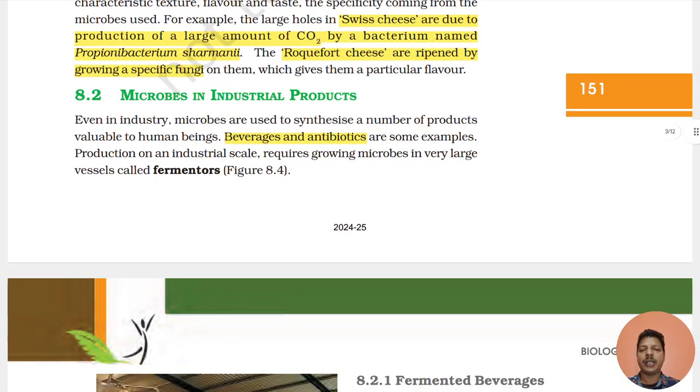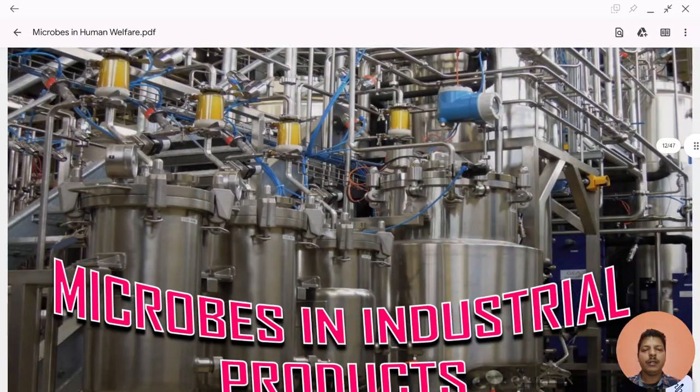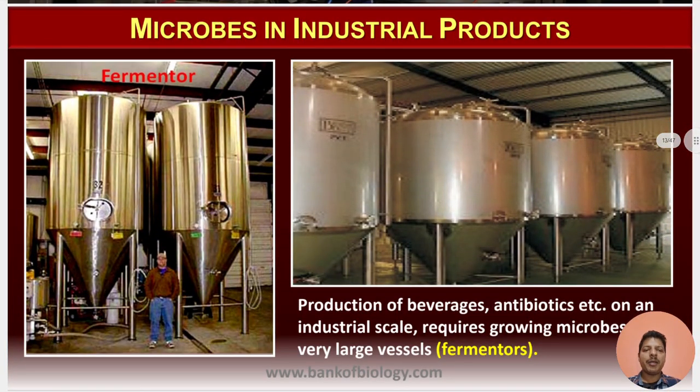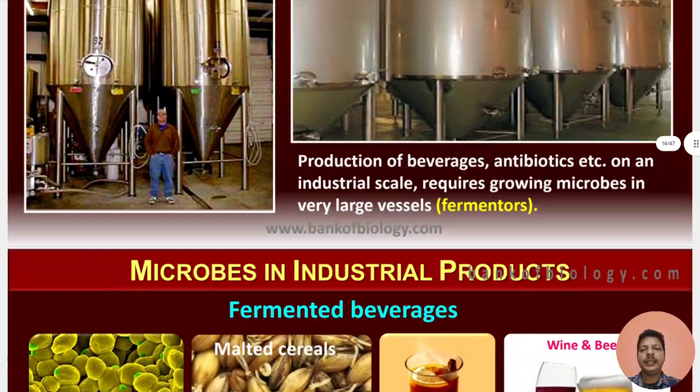Then microbes in industrial products. Let's see the PDF here. Production of beverages, antibiotics, etc. on an industrial scale requires growing microbes in very large vessels that are called fermenters. You can see how large they are compared to a human being. These are called fermenters.